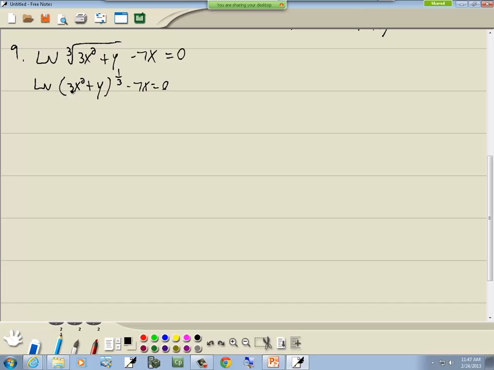And whenever you have natural log of something to a power, you can take the power and put it out in front. So I got 1/3 natural log of 3x squared plus y minus 7x is equal to 0. And I can even get rid of that fraction by multiplying everything by 3. So this becomes natural log of 3x squared plus y minus 21x is equal to 0.